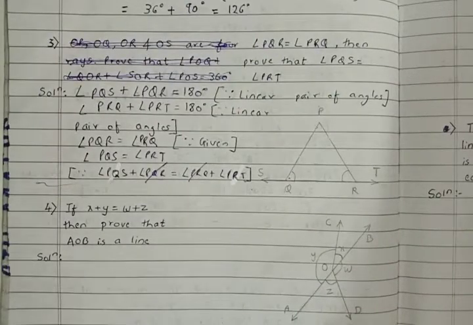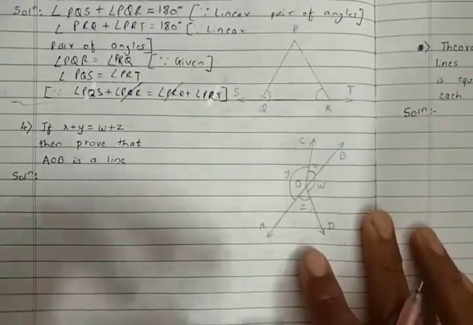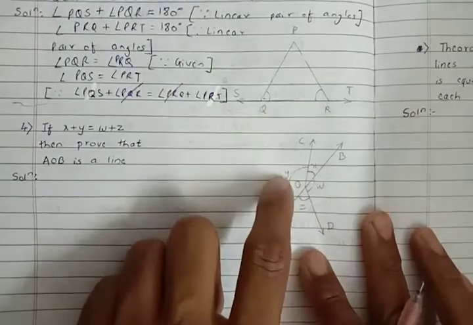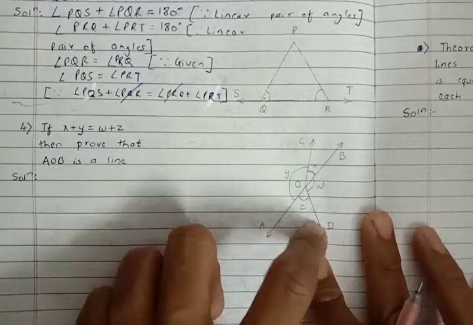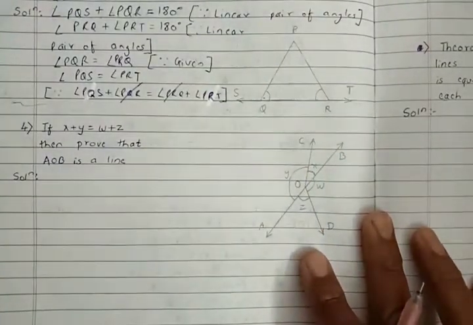Now let's solve question number 4. Look at this diagram. What values are given? x plus y is given equal to w plus z. Then we have to prove that AOB is a straight line. How will we solve this now?